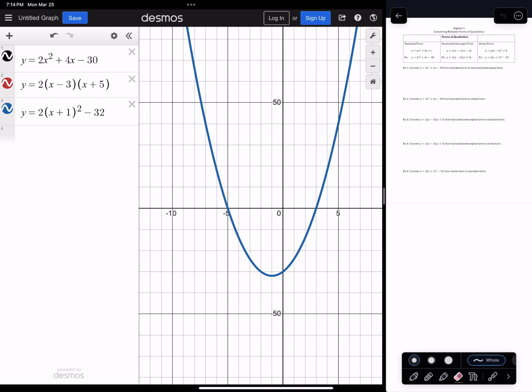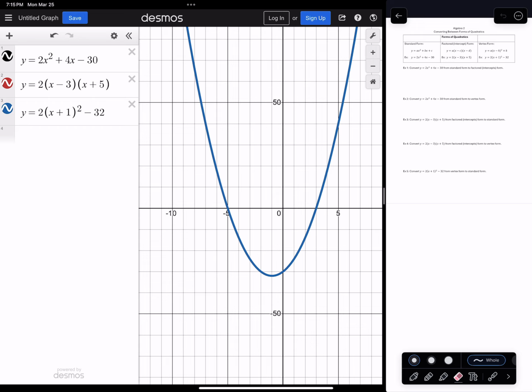Some things to note in these equivalent forms. Notice the A for each one, the black one, the red one, and the blue one. All the A's are 2, and it's that multiplier out front. So that's going to be very important when you're converting. Those are always going to be the same value. So if you have to convert from one to the other, you can steal the A from the form you already have and use that same A in the other form if you need to.